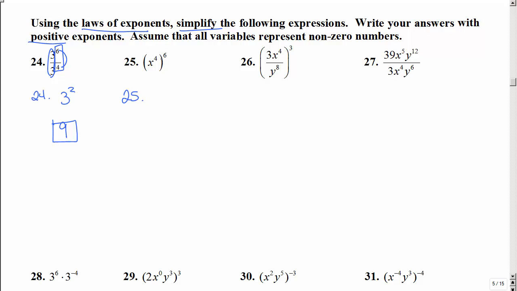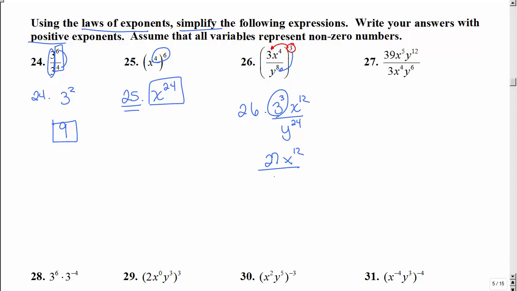On number 25, this rule says if you have a power raised to a power, you multiply those exponents. On number 26, it's just an extension of number 25. We're going to multiply the exponents, but the most common mistake is not distributing or multiplying that exponent with that number, 3 raised to the first power. So this is 3 to the third power, x to the 12th, and don't forget to multiply down here, and we have y to the 24th. Simplifying that, that's 27, x to the 12th, y to the 24th.